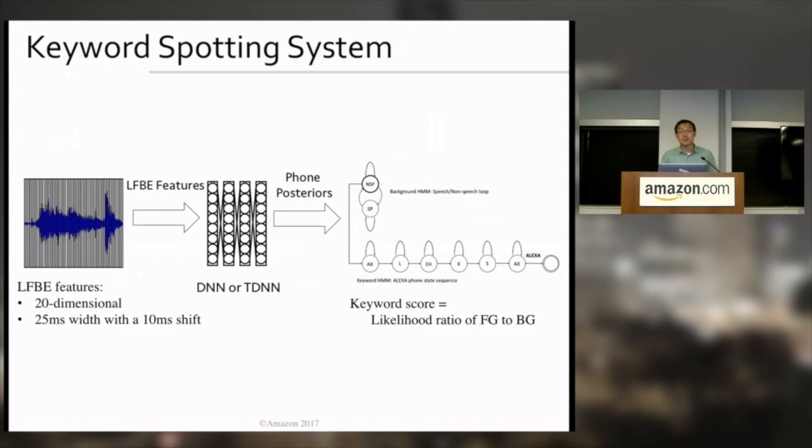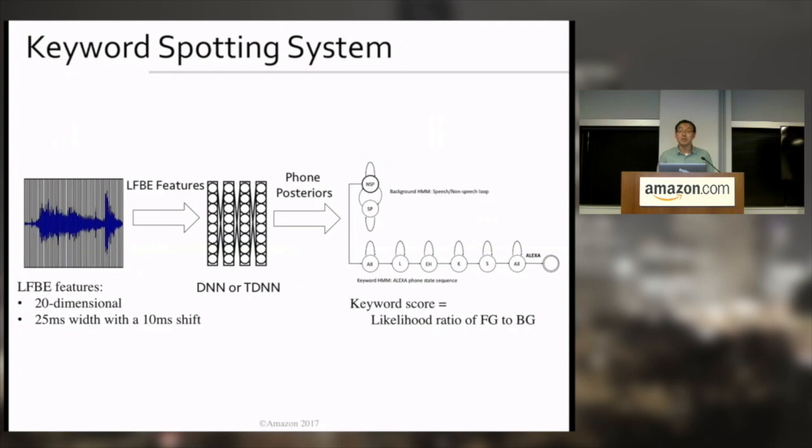And the right side of this slide shows a conventional HMM-based keyword spotter. Here we can see it has two paths. The bottom one is a keyword HMM, which is a concatenation of the Alexa phones. Here I use Alexa as an example. And the other path is for the speech and non-speech background. Here it's simply a loop between these two states.